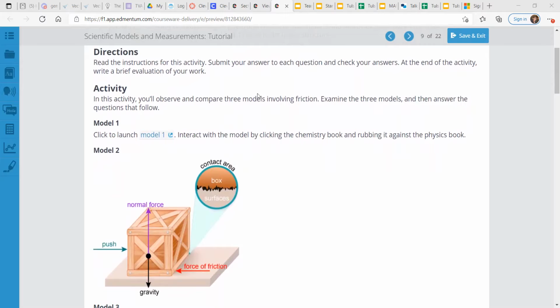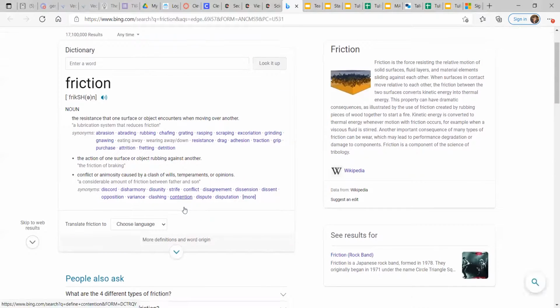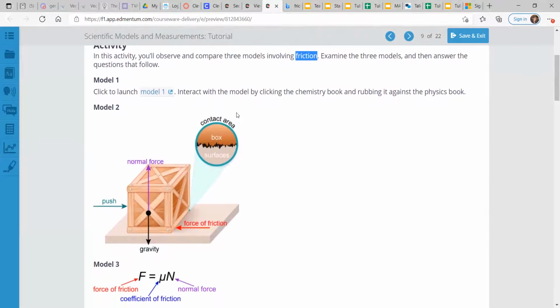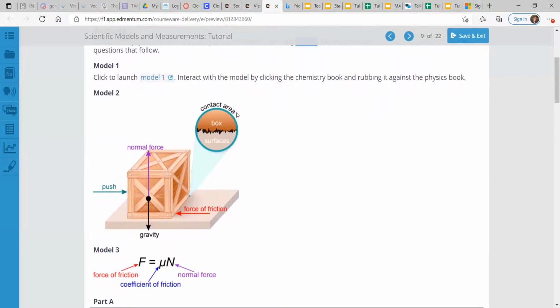So we're going to observe and compare three models, and we're going to look at friction. If you want to look things up on your own, friction is the resistance that one surface or object encounters when moving over the other. It's when they rub against each other and they sort of conflict sometimes. And you can measure how much friction there is, the force of the friction, by this equation here.